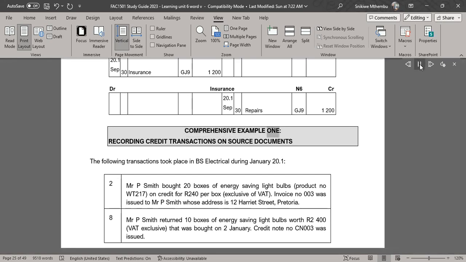Comprehensive Example 1. Recording credit transactions on source documents. The following transactions took place in BS Electrical during January 20.1.